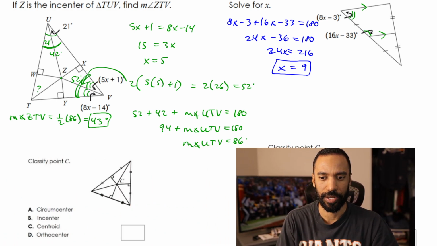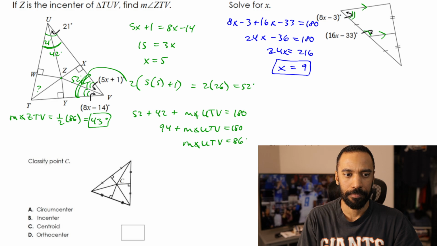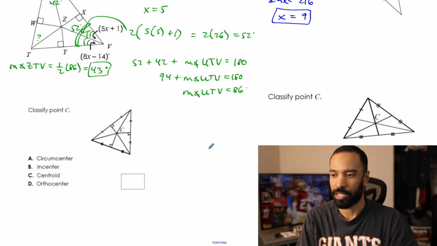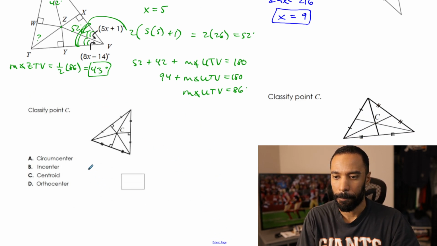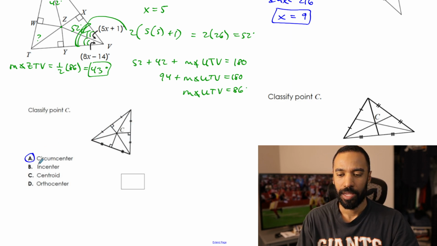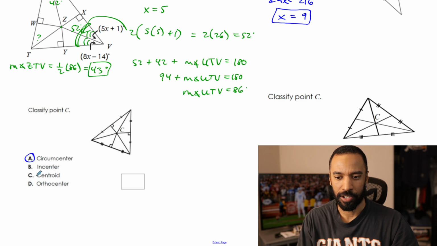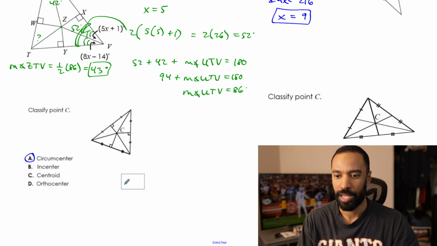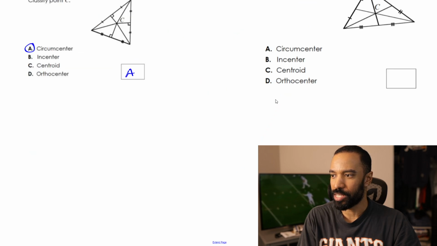I'll move myself and scroll down. Here we go. Classify point C. Last two questions, I think. Classify point C. This is made from perpendicular bisectors. That'll be a circumcenter. An incenter is made from angle bisectors. Centroid is made from medians. And orthocenter is made from altitudes. This is a circumcenter. I see perpendicular lines at bisectors. It is A.